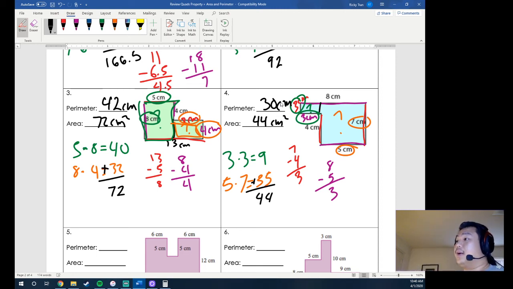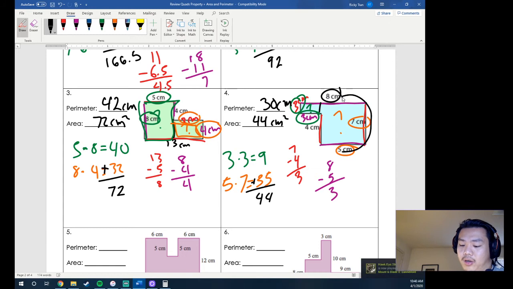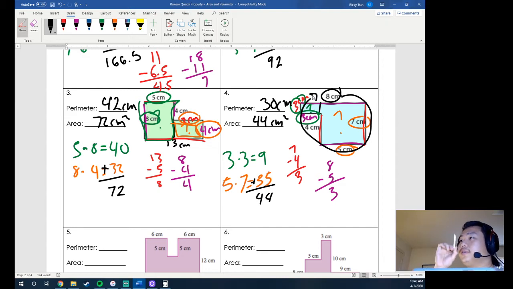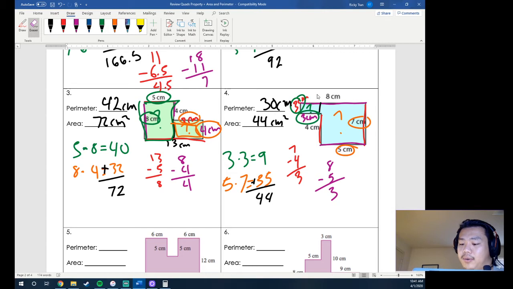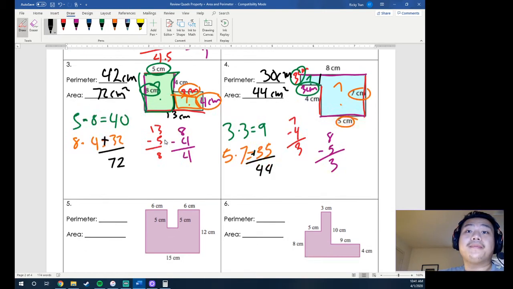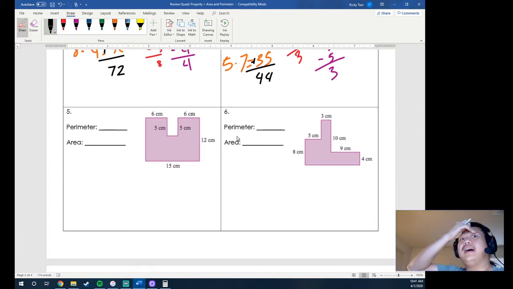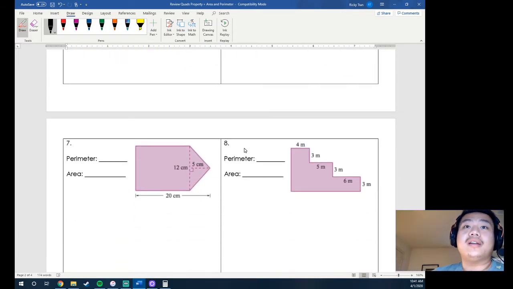Now, when I'm adding the perimeter, I'm just starting at one side and then going all the way around. I'm taking one number and just adding from there all the way around the shape, every single number that I see. That way I don't make a mistake and add a number twice or something. Okay? All right.